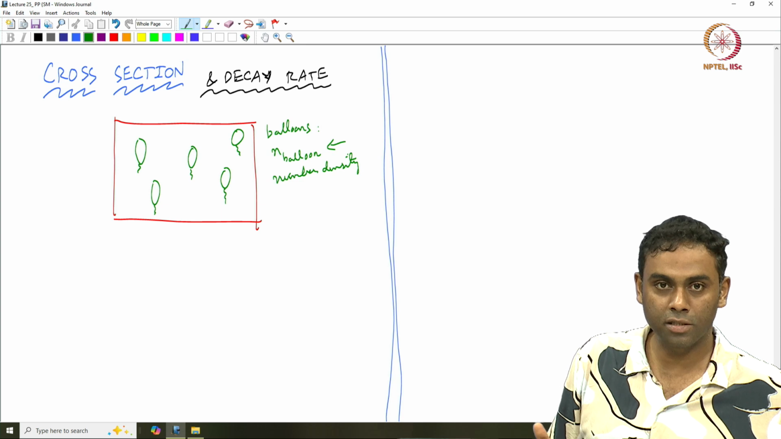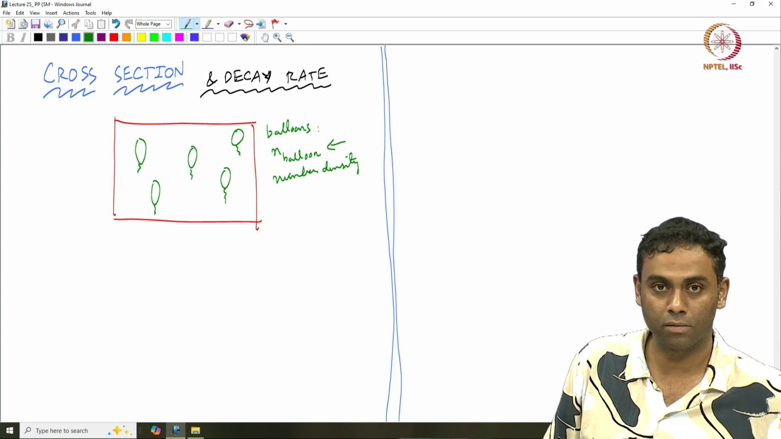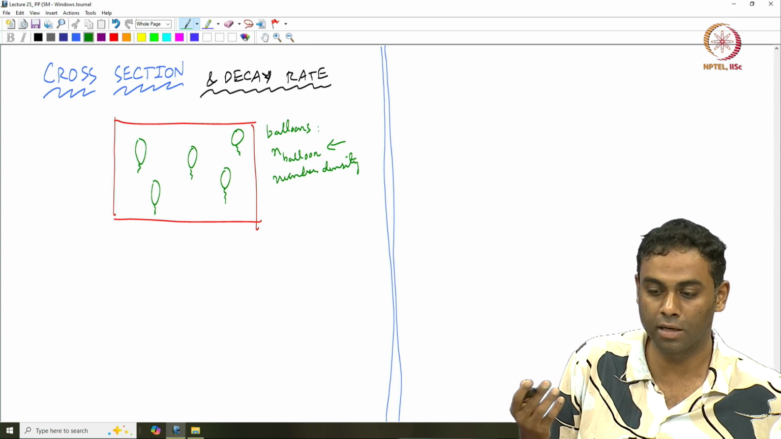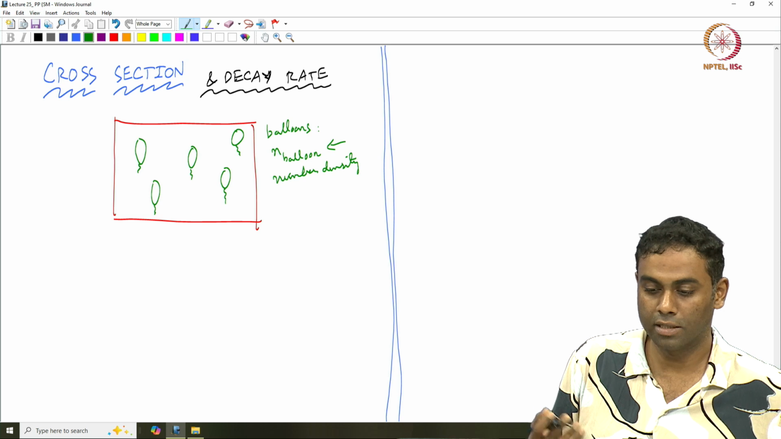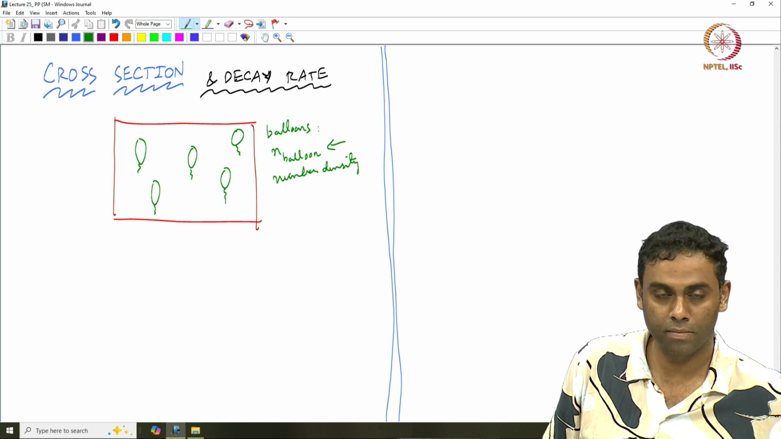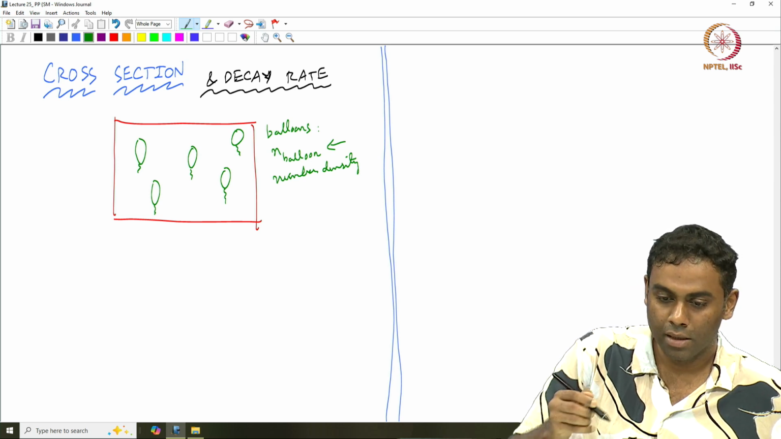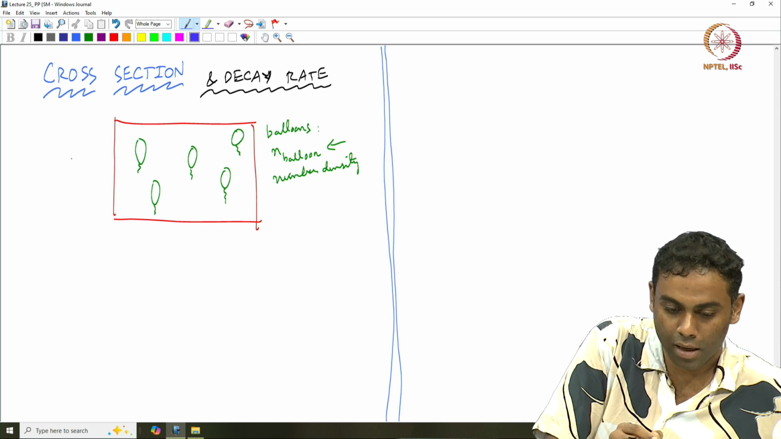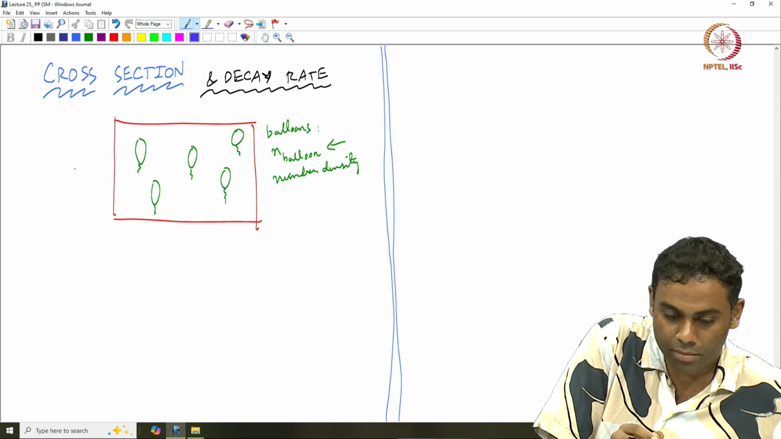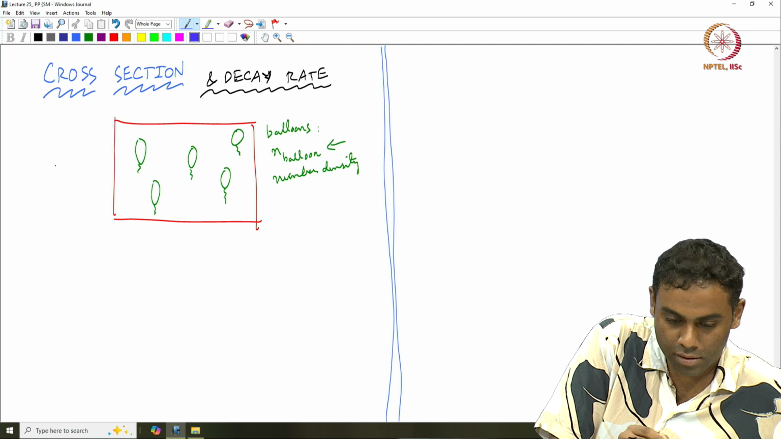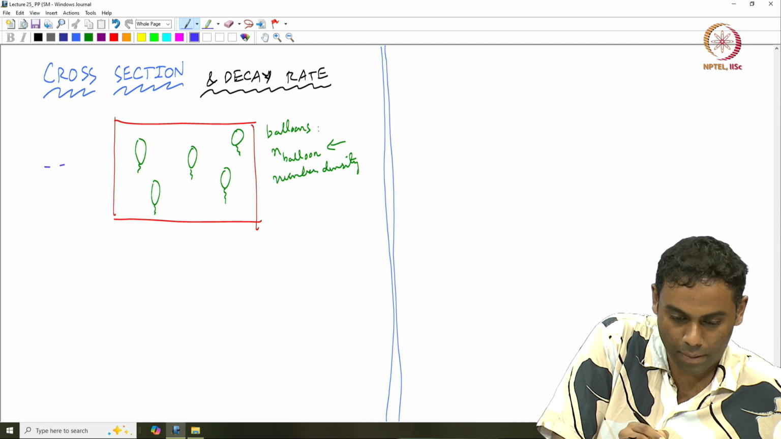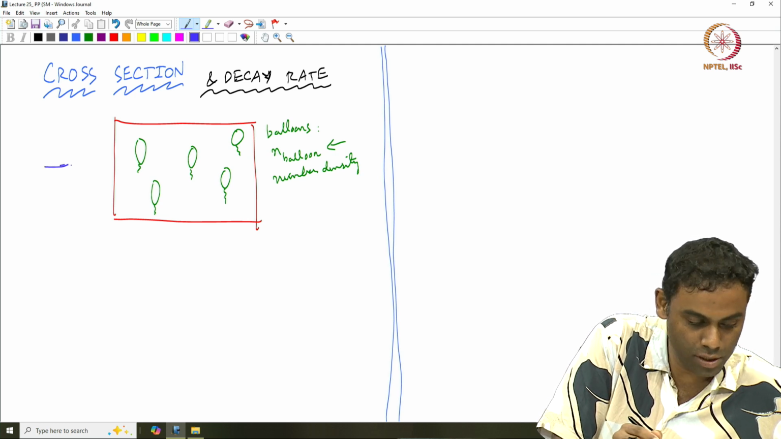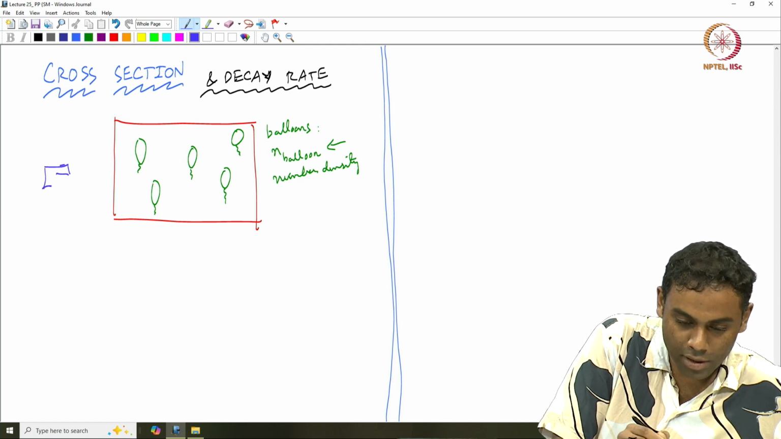Right? So I can fix the size of the box. I can fix how many balloons I put in. If I can fix even one of these, then I can decide what the number density of the balloons is. Okay? Now, let's say I am going to shoot at this box. Again, don't mind my drawing skills.